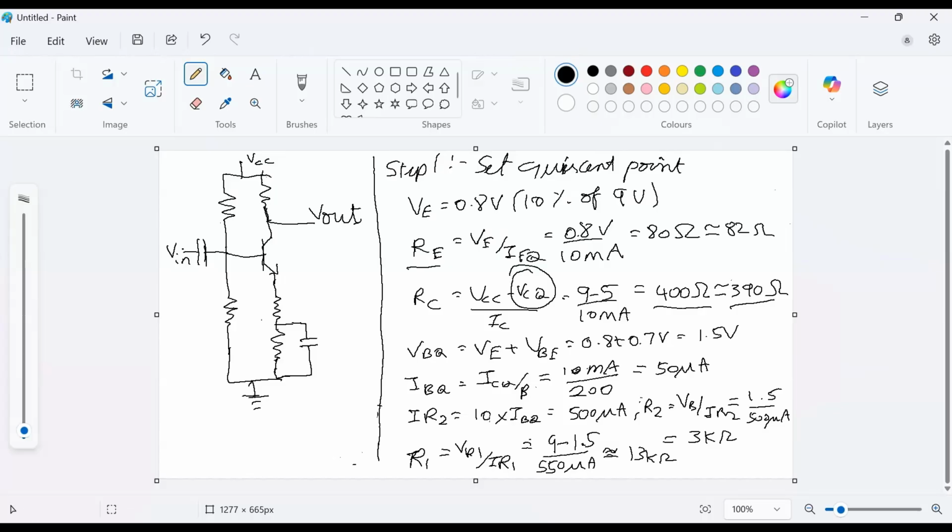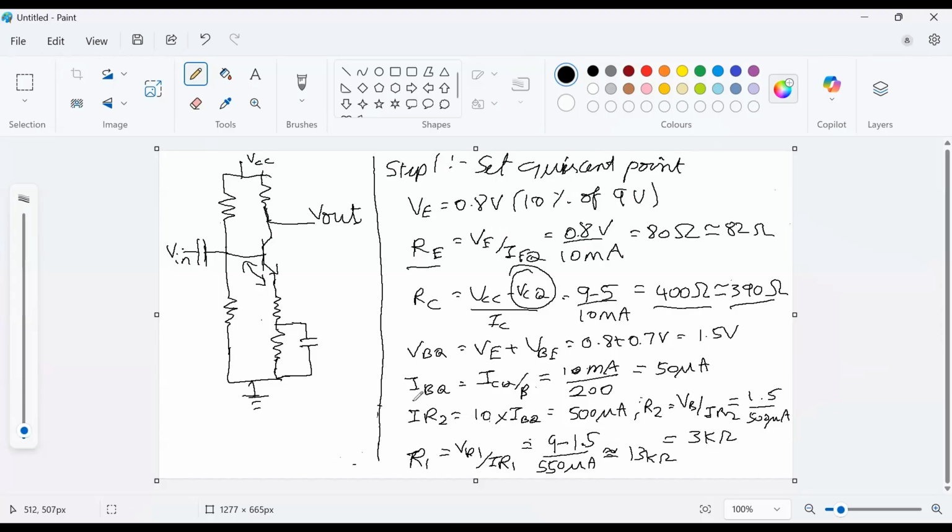Next is the base voltage. In order to calculate VB at the quiescent point, we are calculating VE plus the voltage across this forward bias diode, VBE. So this is given by 0.8 volt plus 0.7 volt, and it is equal to 1.5 volt.